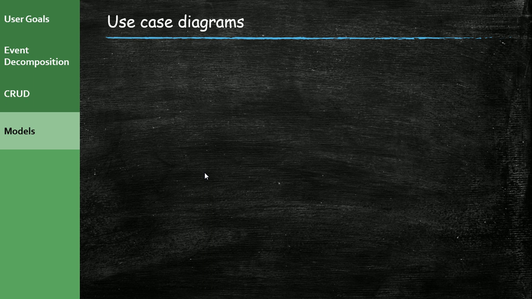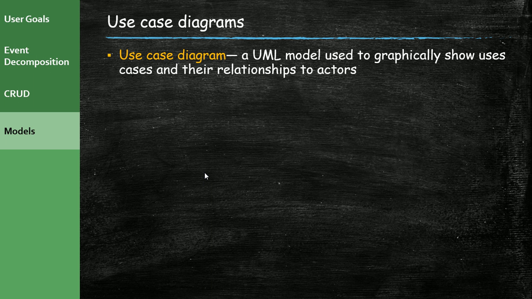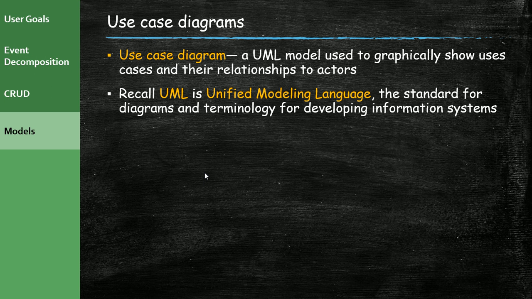Once we've listed all of our use cases, now we're going to make a diagram, or what we call a model. The official term is model. So now we're going to model that use case. A use case diagram is the UML model used to graphically show use cases and the relationships to actors, so how actors relate to use cases. So there's that term actor again. We're going to talk about that in just a second, but UML, the Unified Modeling Language, is a standard for diagrams and for terminology for developing information systems, and that's what we focus on in this course.